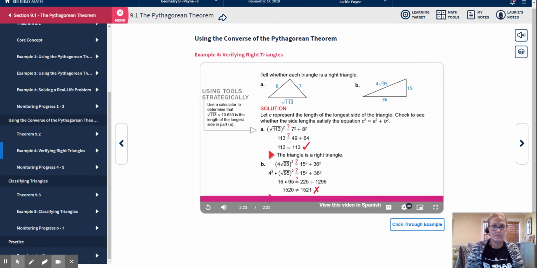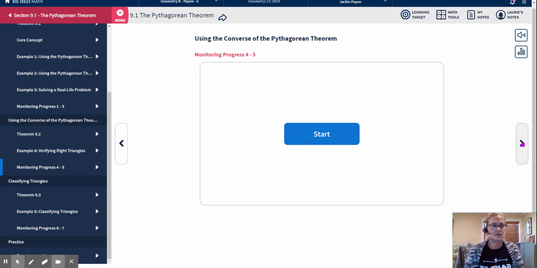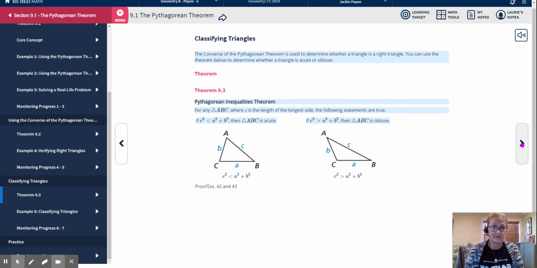So A is and B isn't. We're just going to do one more way to use the Pythagorean theorem now, and that is we're going to classify triangles. So when I say classify, we're going to say if they aren't right, then they're either acute or obtuse. So let's remind ourselves what that is.